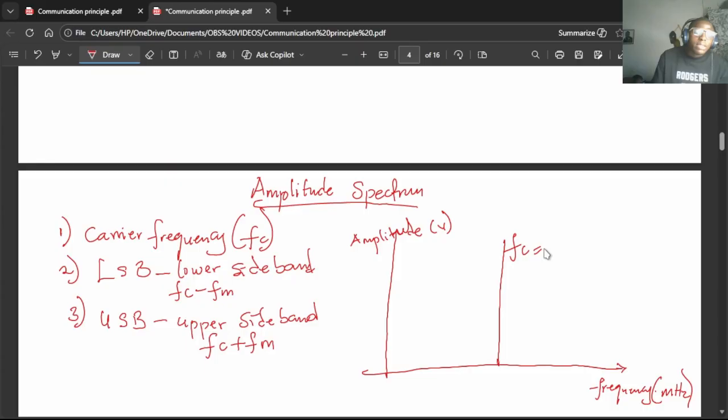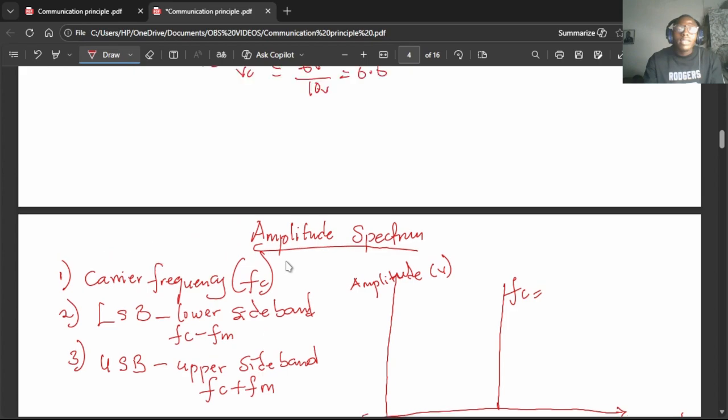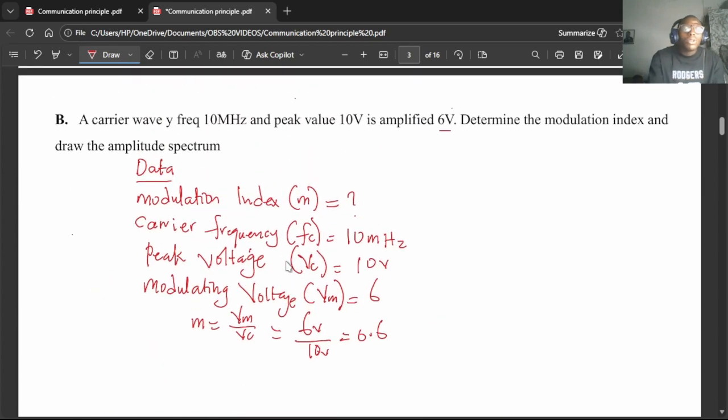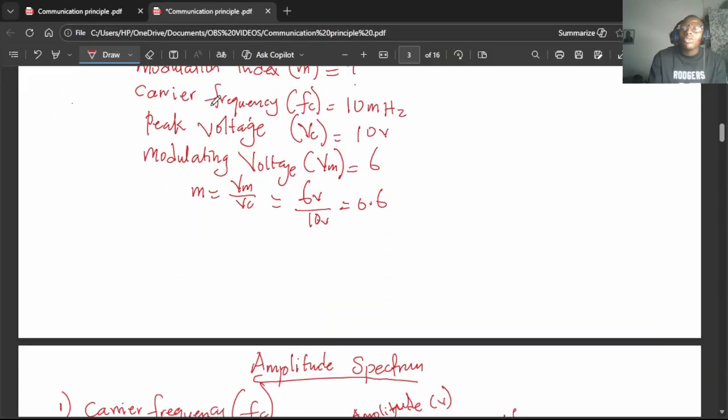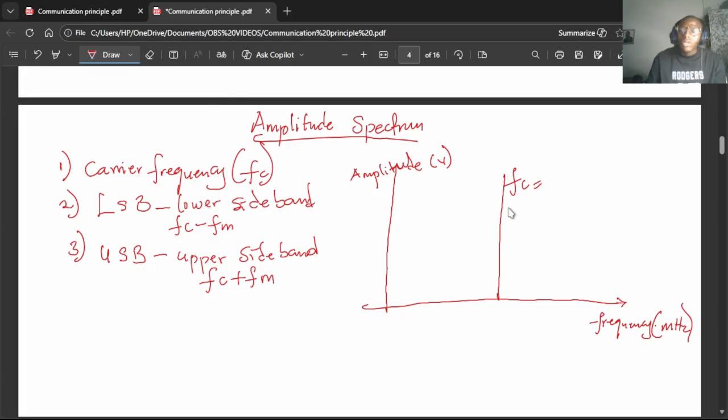The FC is basically your carrier frequency. And from your carrier frequency, what we have here is 10 millihertz. Am I communicating? So you are going to represent that on our graph. Here we now have our 10 millihertz. This is the work of our carrier frequency.